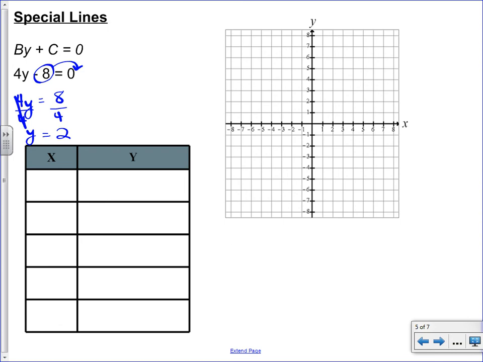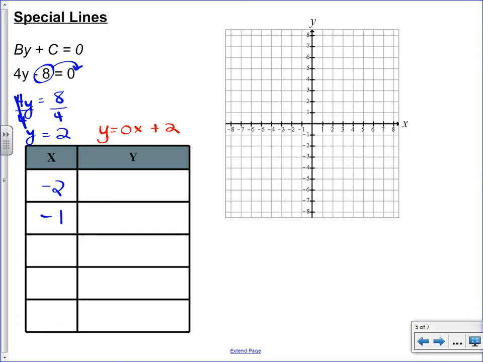This is a bit of a special case because it doesn't have any x's. So it's actually like writing it kind of like this: y equals 0x plus 2. Valeria? You're right. It's horizontal.